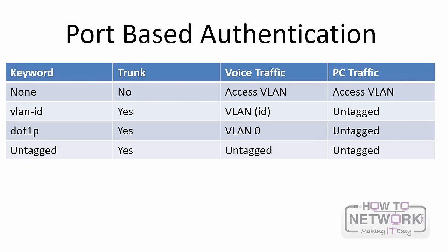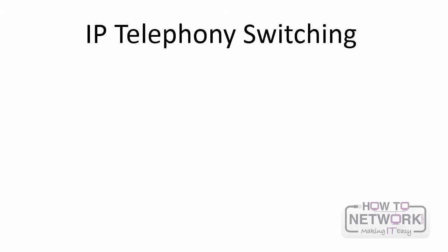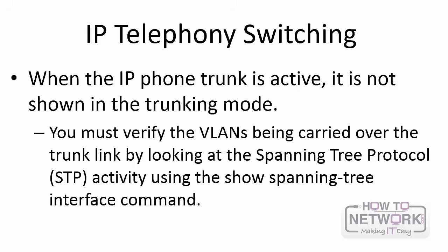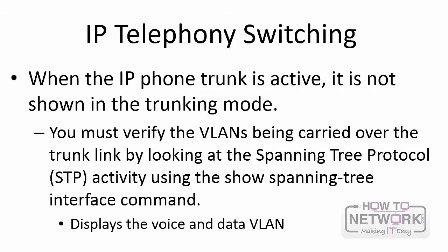Now please note that when an IP phone trunk is active, it does not show up in trunking mode from the Cisco IOS software using the show command. So what you can do is verify that the VLANs are actually being carried over the trunk by checking spanning tree. You will see that spanning tree will have two instances, again, one for the voice and one for the data VLAN. You simply verify that with the show spanning-tree interface command.